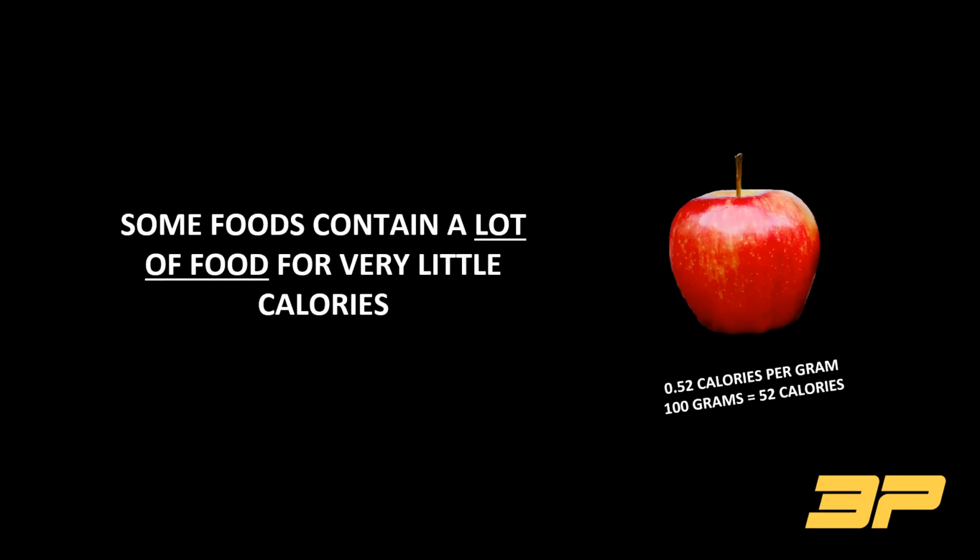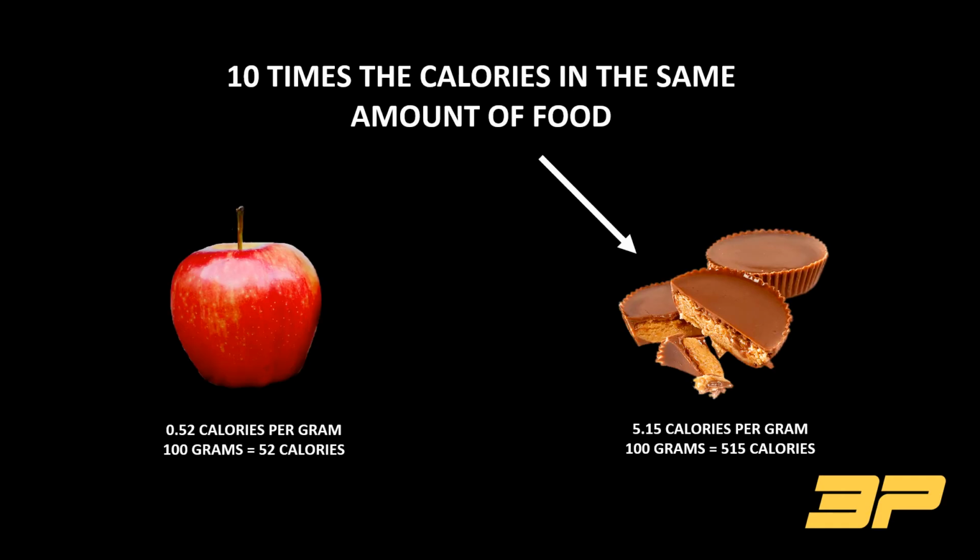Then, on the other hand, you have some foods that contain a lot of food for very little calories. So the mass is higher, but the calorie content is very low. An apple is a good example of this. They have just half a calorie per gram, so 100 grams gives you just 52 calories. So when we compare the two, you can see that the Reese's chocolate contains 10 times the amount of calories in the same amount of food.